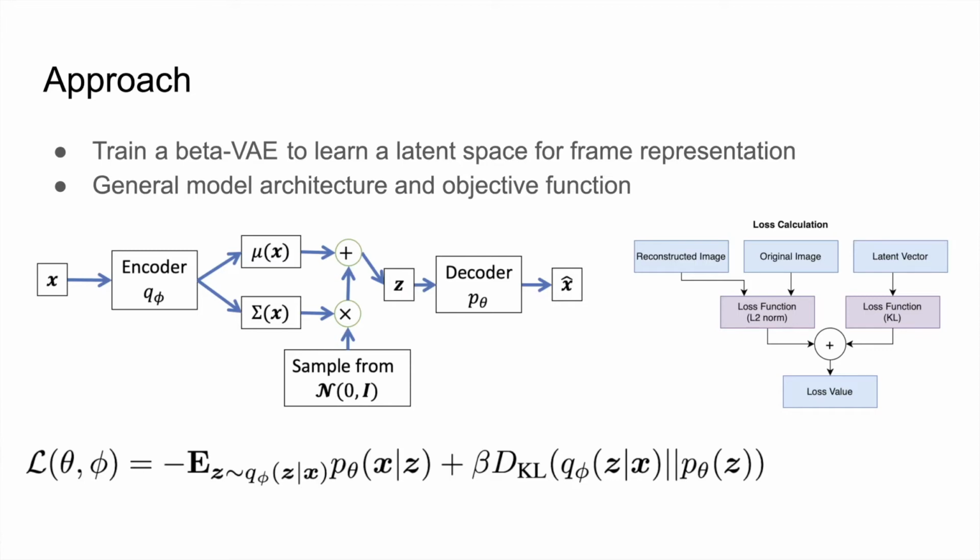The objective function involves two components. One is the reconstruction loss, which is the L2 distance between the reconstruction and the input. The other one is the KL divergence between the latent vector distribution and the standard normal distribution. We use the reparameterization trick to pass gradients through the model.